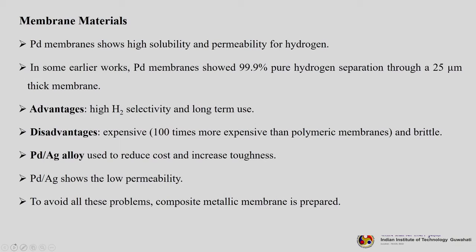Palladium membranes show high solubility and permeability for hydrogen. In some earlier works, palladium membranes showed 99.9% pure hydrogen separation using a 25 micron thick membrane. So, you can see extremely pure hydrogen can be obtained using palladium membranes. The advantage is of course hydrogen selectivity and long term use. The disadvantage is that they are expensive, 100 times more expensive than polymeric membranes, and they are brittle. A palladium and silver alloy is used to reduce the cost as well as the brittleness. Palladium silver alloys show low permeability compared to only palladium. To avoid all these problems, composite metallic membranes are prepared.